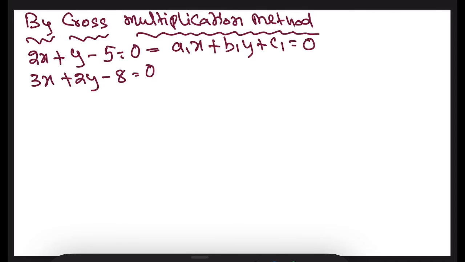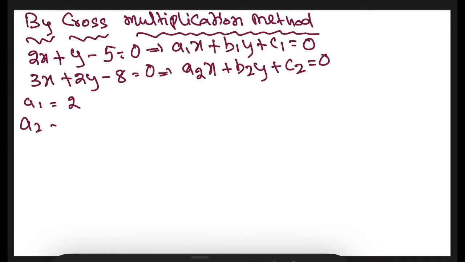This equation we have to compare with this equation. Then the second equation also we have to compare: a2x plus b2y plus c2 equals 0. Now what is our a1? In the first equation, a1 equals 2, a2 equals 3, b1 equals 1, b2 equals 2, and c1 is minus 5, c2 equals minus 8.